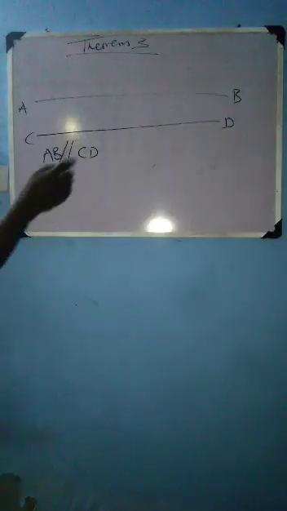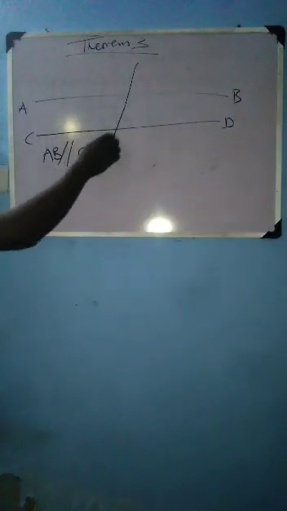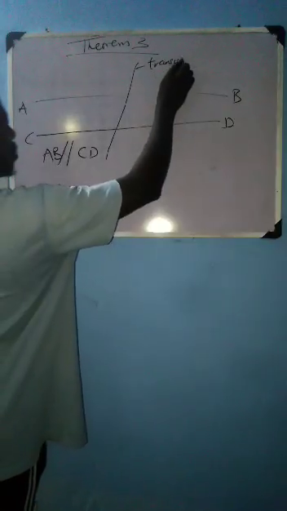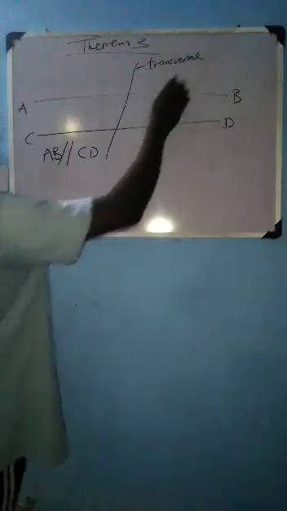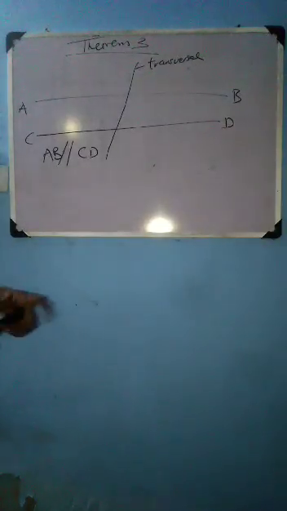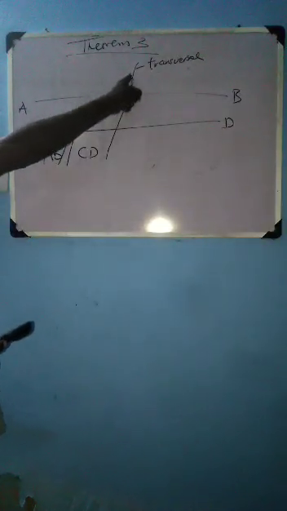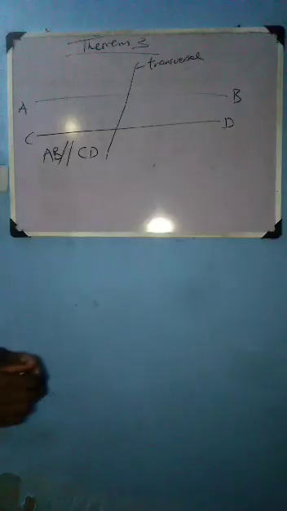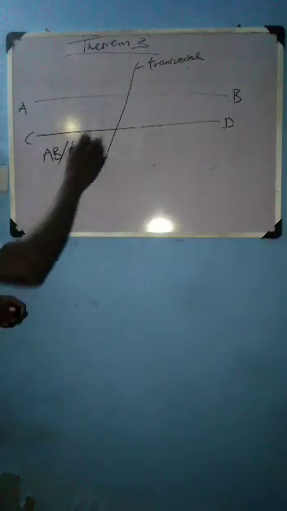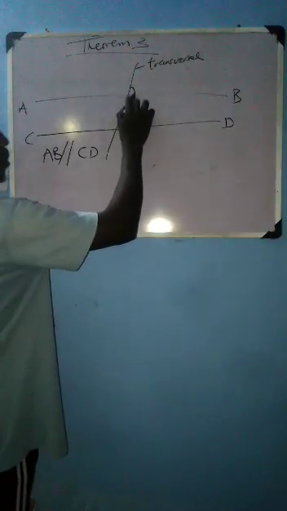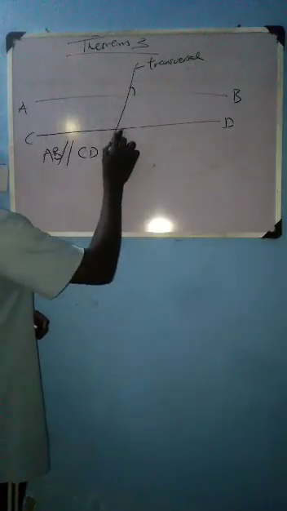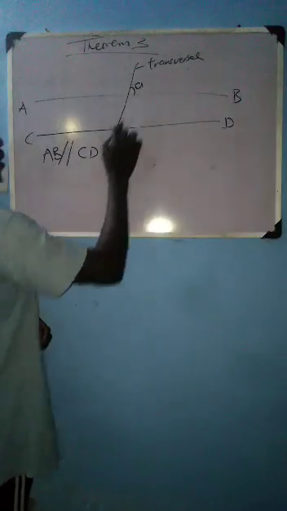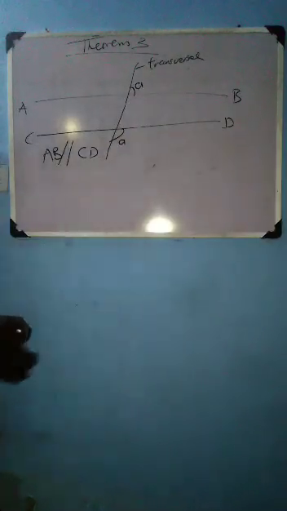But when a line, this line is called a transversal. The transversal is a line that cuts the two parallel lines. This is what happens. So they're going to produce something. So we have this, and we have this. So this is A, and this is also A. You following?